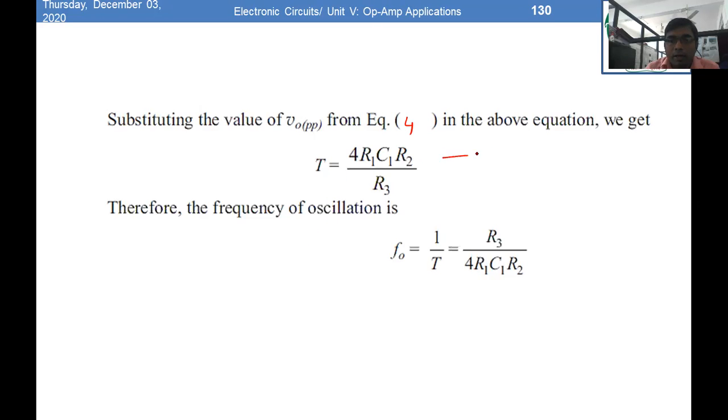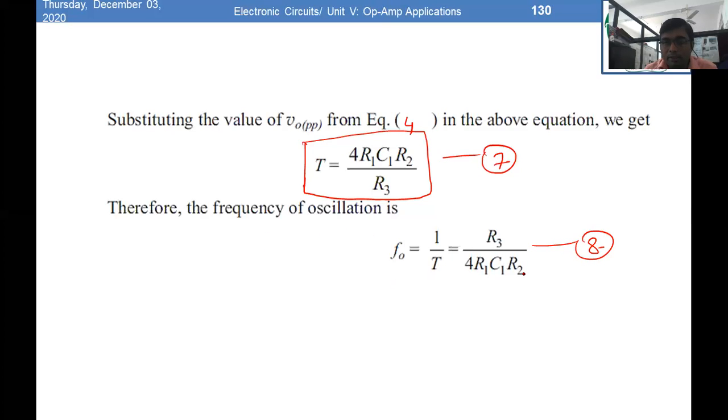you will get the value of T, that is 4 R1 C1 R2 upon R3, and from that you can find out the frequency of oscillation. F0 is equal to 1 upon T, that is R3 upon 4 R1 C1 R2. So this is the frequency of oscillation for the triangular wave generator. These two formulas will be useful for solving the numericals based on this topic.